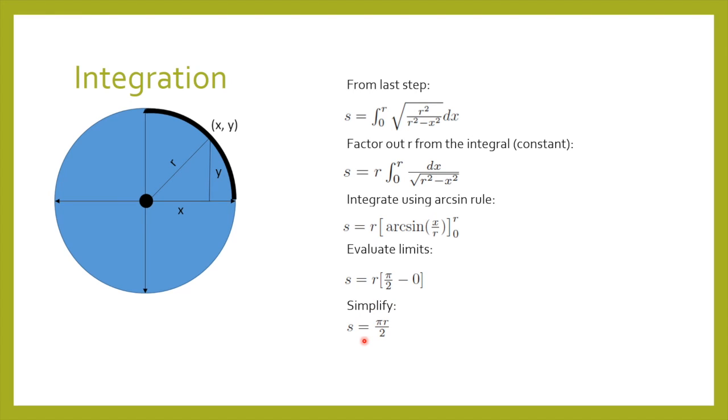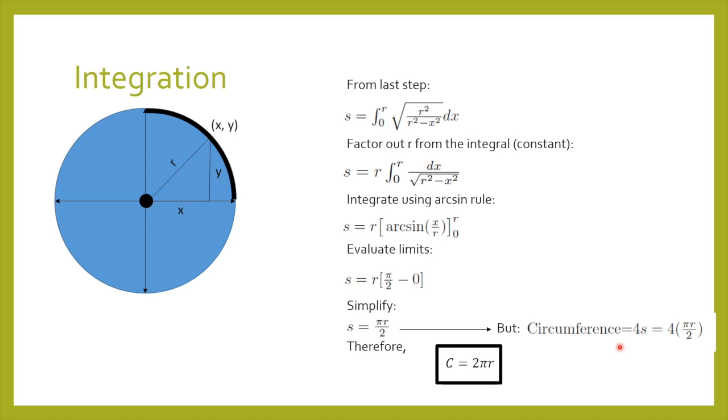Now, you may be wondering, is that the last step? We can't really simplify that anymore. But remember, the s we were solving for is only one quadrant of the circle. In order to find the circumference, we have to multiply that by 4. So the circumference equals 4s, which is 4 times pi r over 2, which, of course, yields the equation C, the circumference, equals 2 pi times r. And that is the derivation of the circumference of a circle equation.